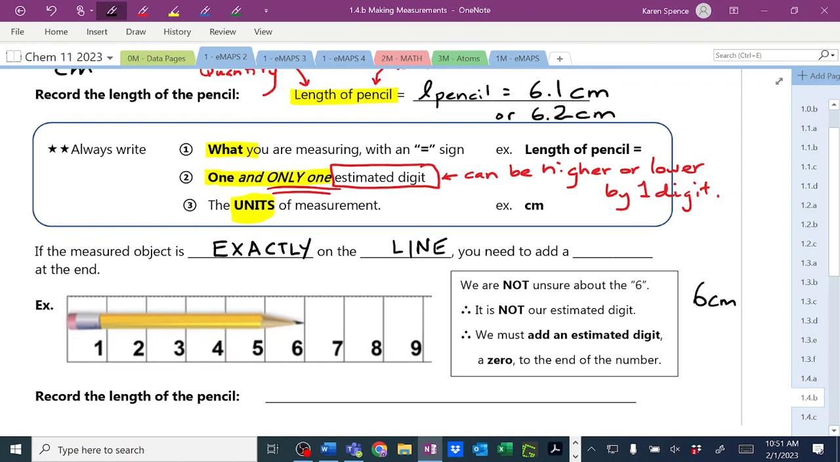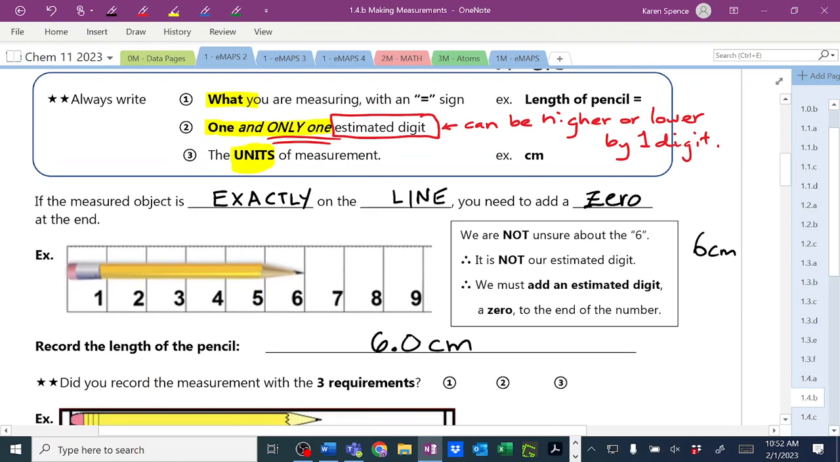So when we record the length of the pencil, we would need to add a 0. Okay, so instead of writing 6 centimeters, we would write 6.0 centimeters. And that right there is the estimated digit.